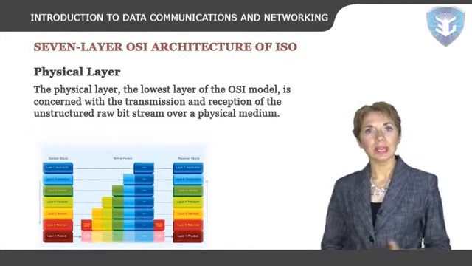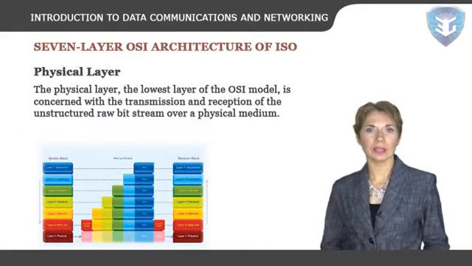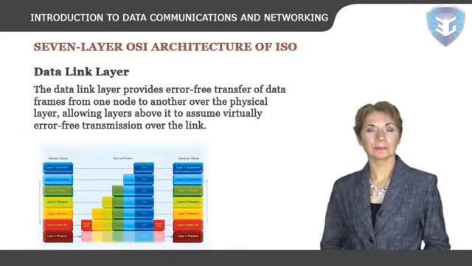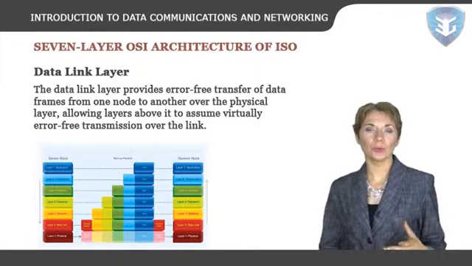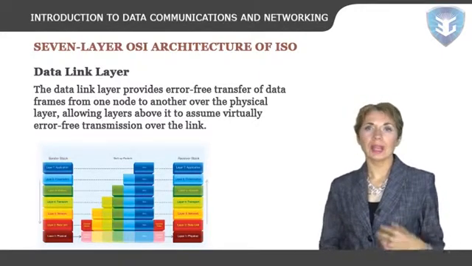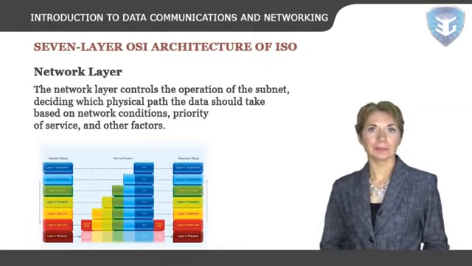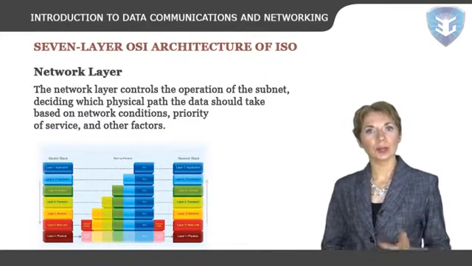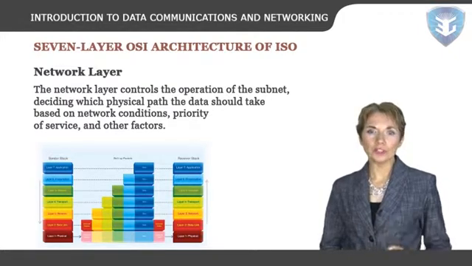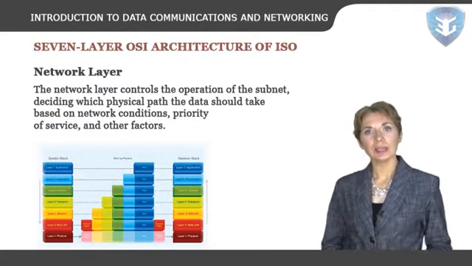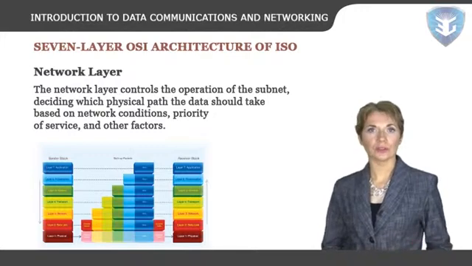It describes the electrical, optical, mechanical, and functional interfaces to the physical medium and carries the signals for all of the higher layers. Data link layer. The data link layer provides error-free transfer of data frames from one node to another over the physical layer, allowing layers above it to assume virtually error-free transmission over the link. Network layer. The network layer controls the operation of the subnet, deciding which physical path the data should take based on network conditions, priority of service, and other factors.